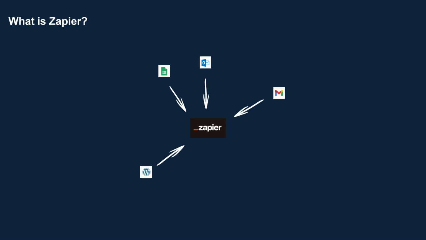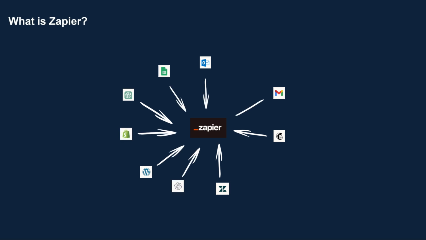So what is Zapier? Well, Zapier is an app that automates actions in software that you're already using by linking your software or your apps and allowing you to even prototype and test potential solutions.